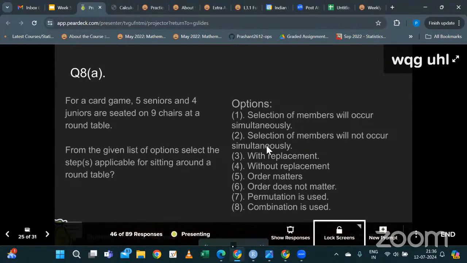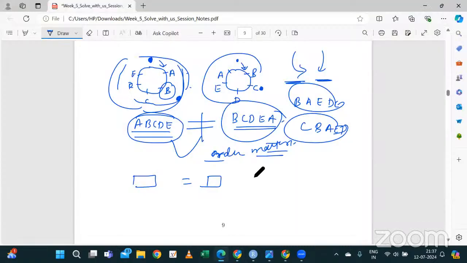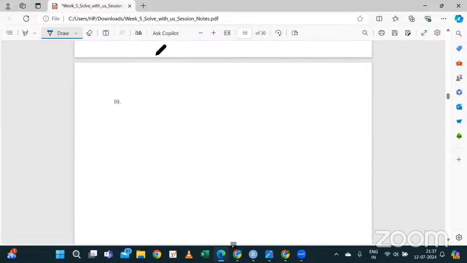Basically, my neighbors will be the same, right? No, it's not. It will be different only when we consider the linear arrangement. Okay, one second. Don't think of clockwise or anti-clockwise here. The thing is that you have to think whether the sitting arrangement is the same or not.